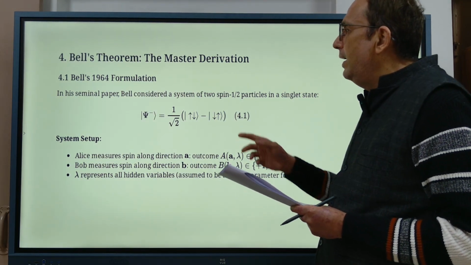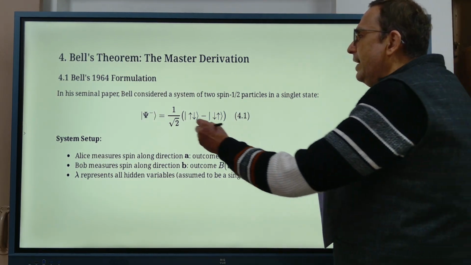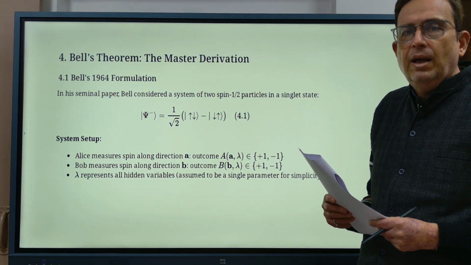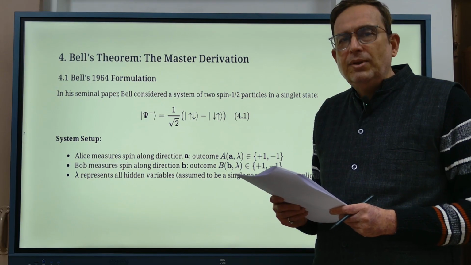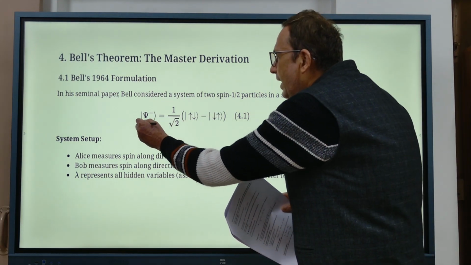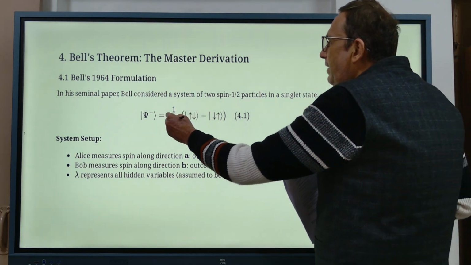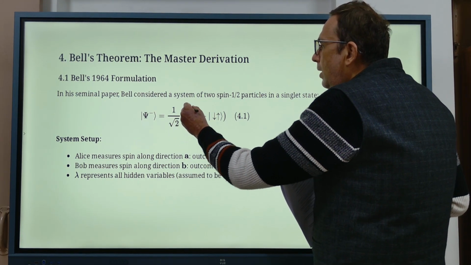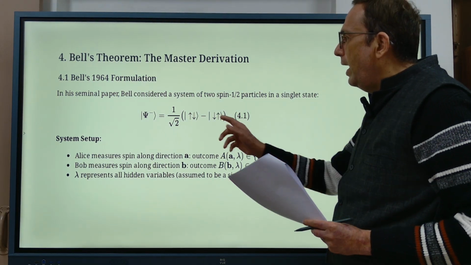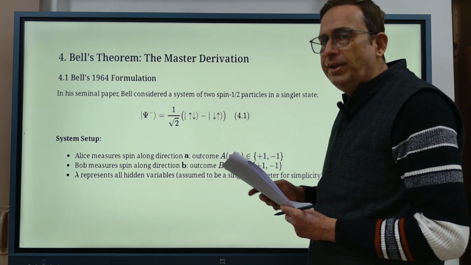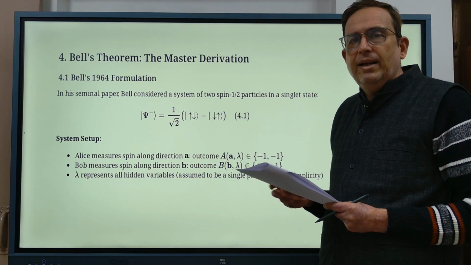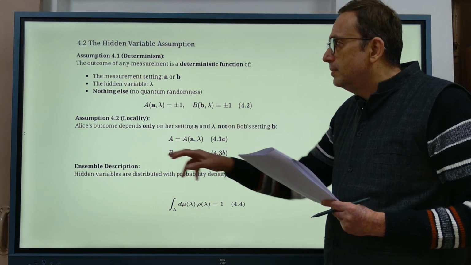He starts with a singlet state, that is, there are two spins. Basically there are two particles, one with spin up and the other with spin down, and they are in an entangled state. So the state is something like this: psi, which is 1 by root 2, and then you have an up state of particle 1 and down state for particle 2, minus the down state for particle 1 and up state for particle 2. So it's a spin singlet state, and it's an entangled state.